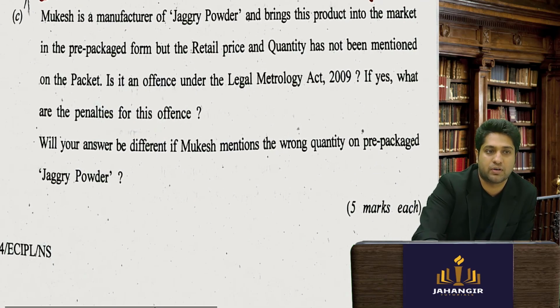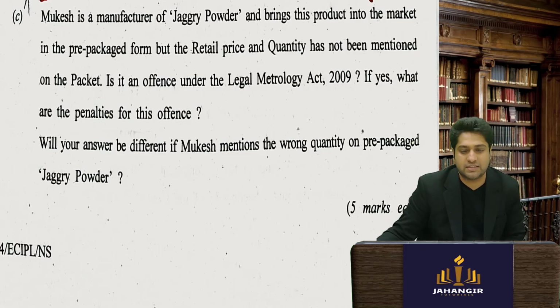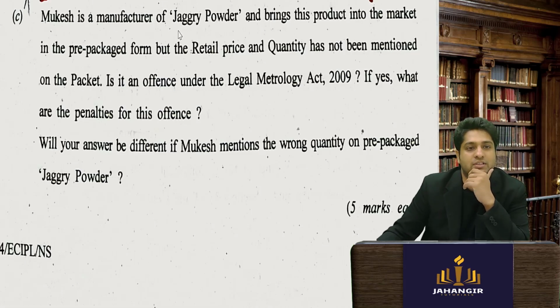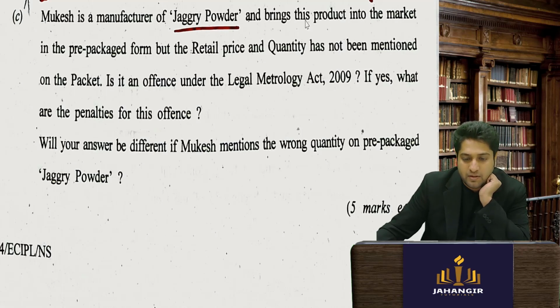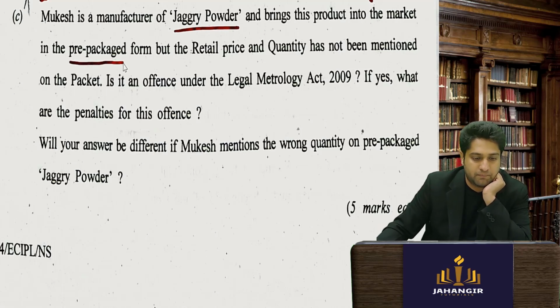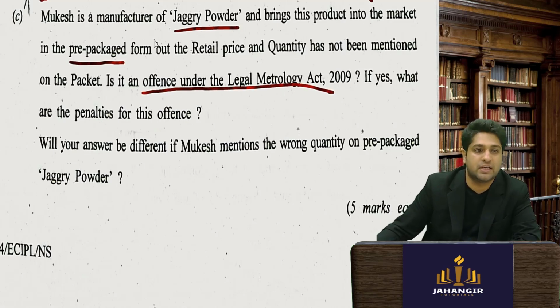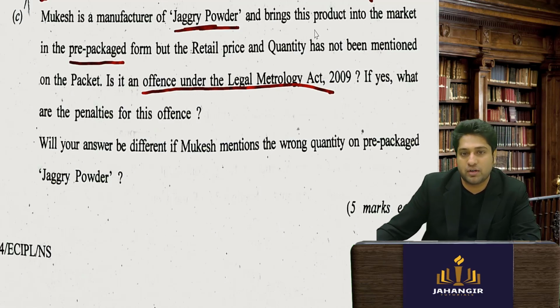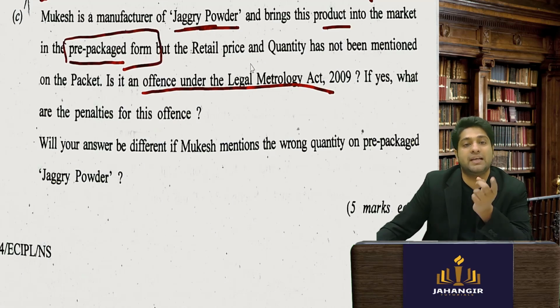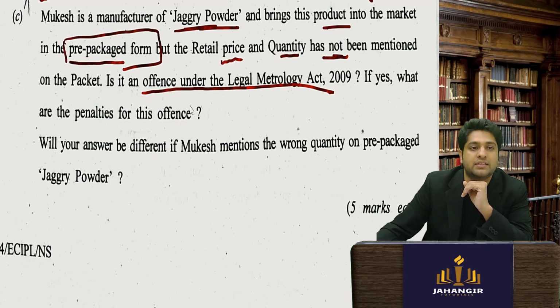Now the next question they've asked is: Mukesh, a manufacturer of jaggery powder, brings this product into the pre-packaged form. I always prefer to go into the question directly. What is the question? Is he liable for an offense under the Legal Metrology Act? So let's see. He is a manufacturer of jaggery powder, brings the product in a pre-packaged form, but the retail price and the quantity have not been mentioned on the product. Now it is very clear. So is it an offense? The answer is yes, it is an offense.